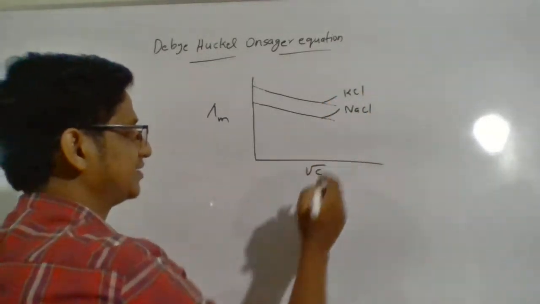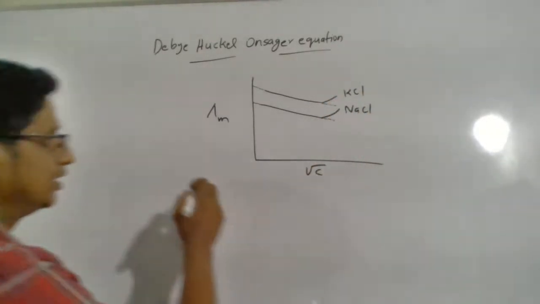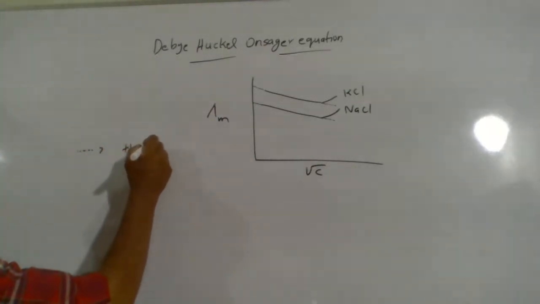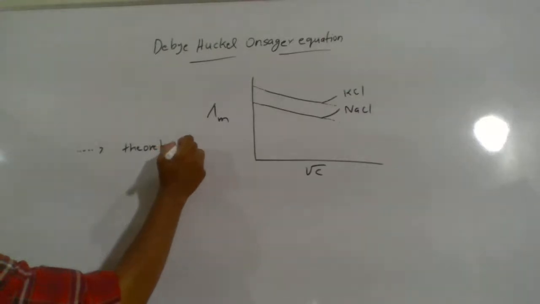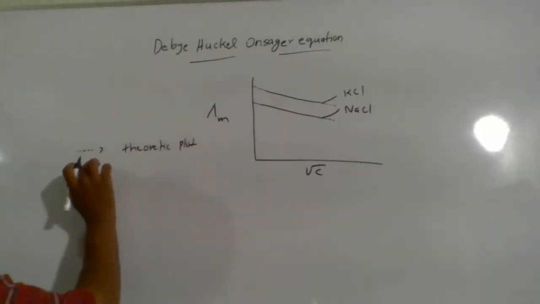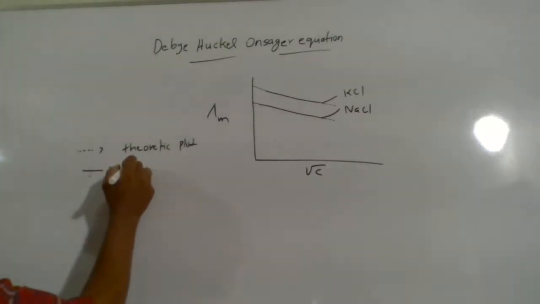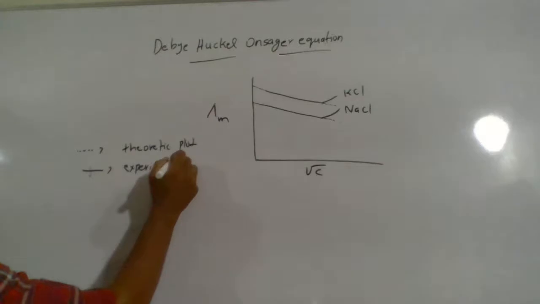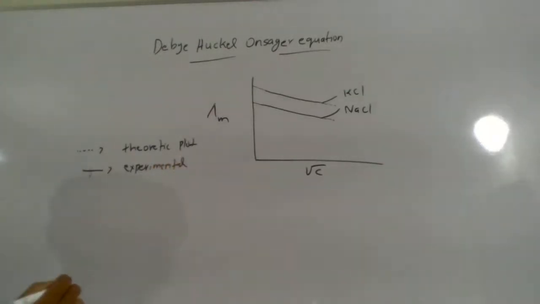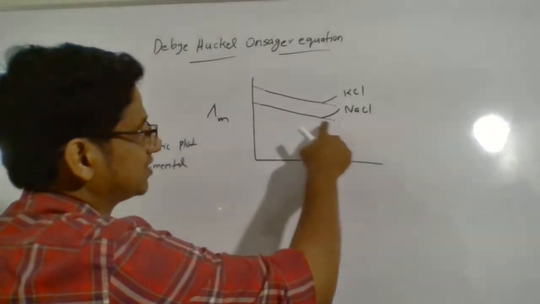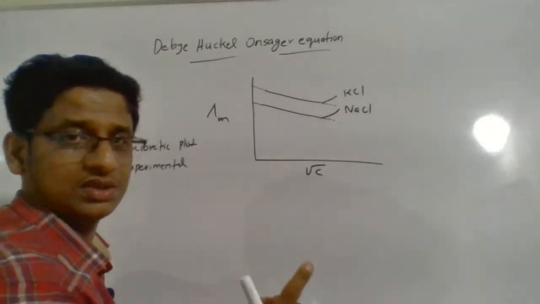I cannot draw a dashed line, but I can represent it as the theoretical plot, and the thick line represents the experimental results. So if you plot a graph between lambda m versus root c, this is the way we are obtaining it. We are actually expecting a straight line, but it's not.